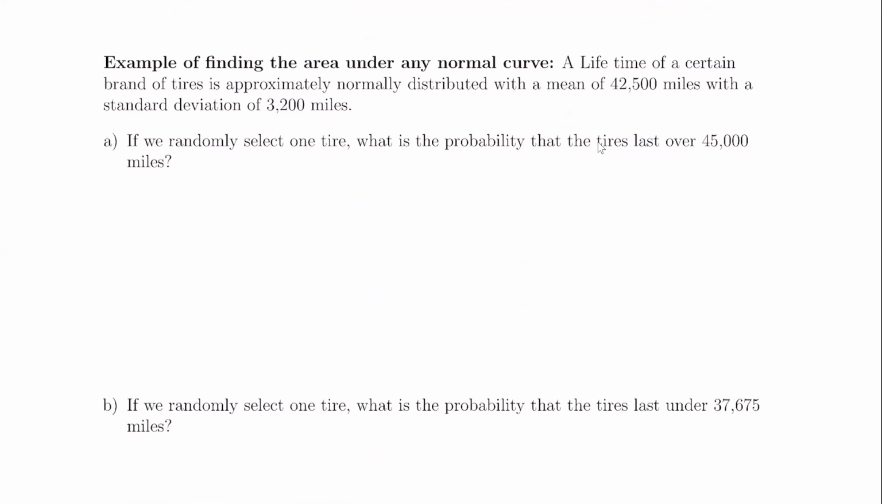This one is an example of finding the area under any normal curve. The lifetime of a certain brand of tire is approximately normally distributed with a mean of 42,500 miles and a standard deviation of 3,200. All right, so first thing you want to do is extract some of the information that's given to you in that opening passage. One thing given is the mean: they told me the mean is equal to 42,500. The next thing they gave me is the standard deviation, which is 3,200.